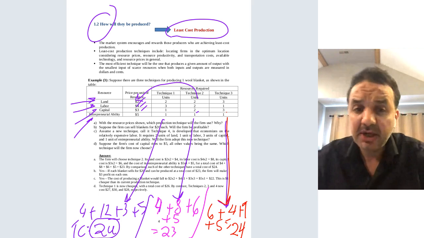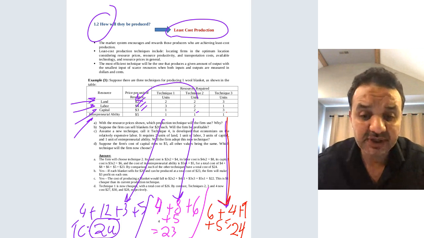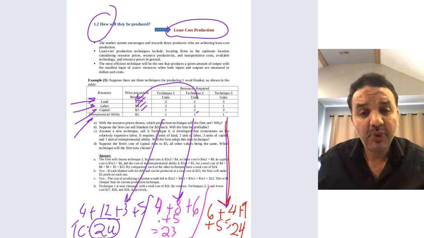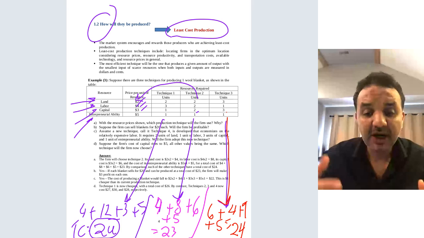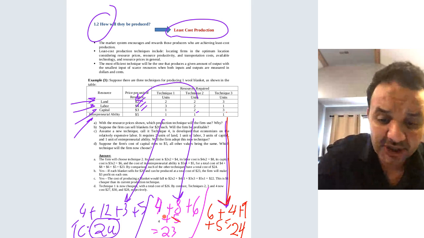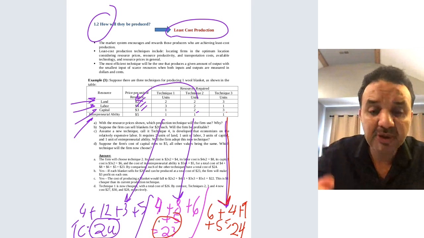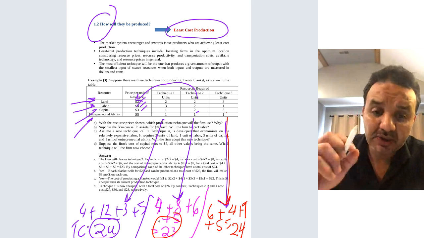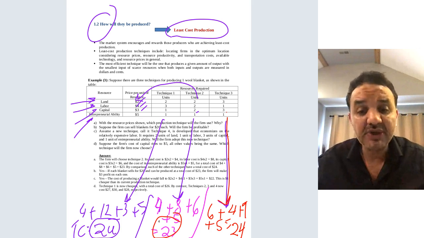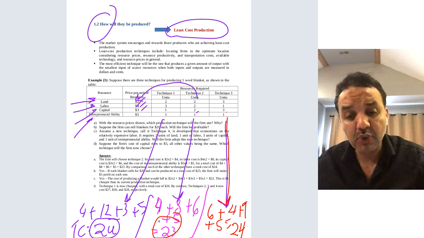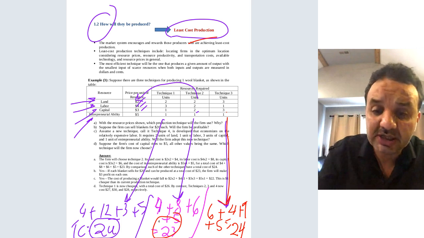Okay, so now let's say that you can use any one of these three techniques. Which one will you choose? From my perspective as a business owner, I will definitely go with the second technique, technique number 2. Why? Because technique number 2 has the lowest cost. So this brings me back to the second question again: how will the goods be produced? The answer is simple. I'm going to produce the goods using the technique with the lowest cost of production. So this is the answer for this question.